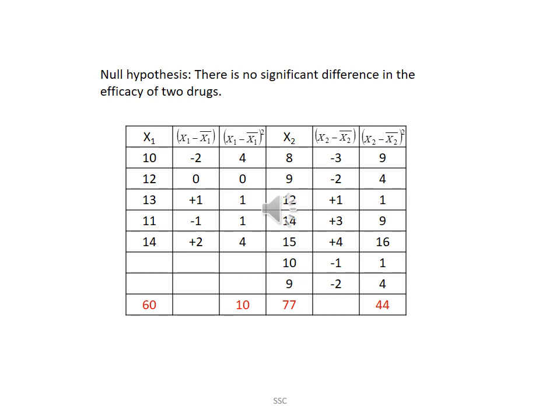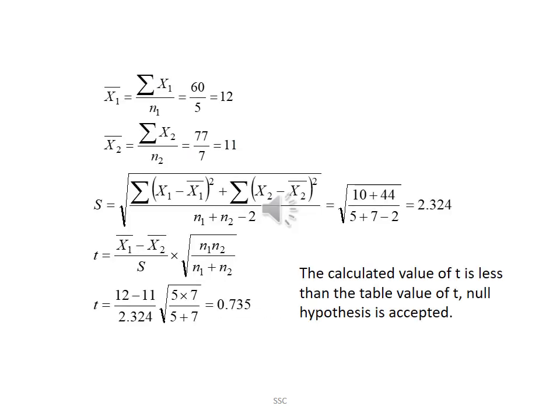The second and fifth column use similar calculations as in the single mean t-test. Then take the square, it will be the third and sixth column. What is the total of the third and sixth column? 10 and 44, which is enough for further simplification. x bar 1 is 12, x bar 2 is 11, s is 2.324. The main test statistic formula is also there.